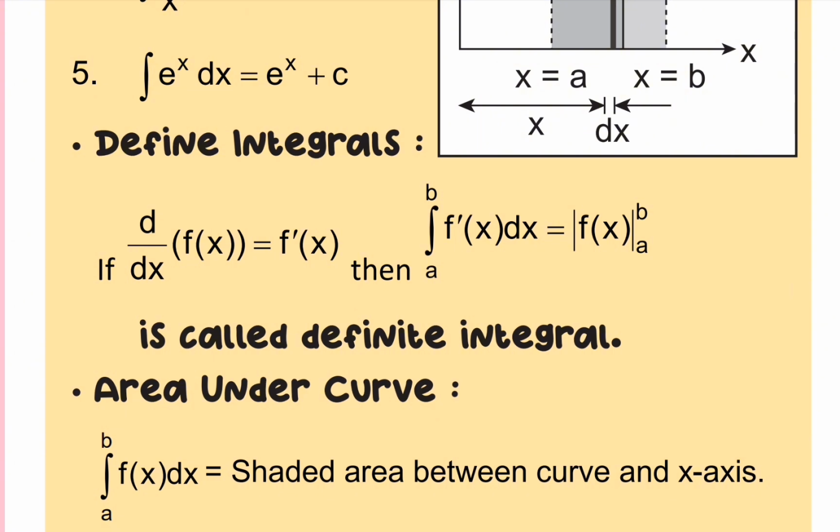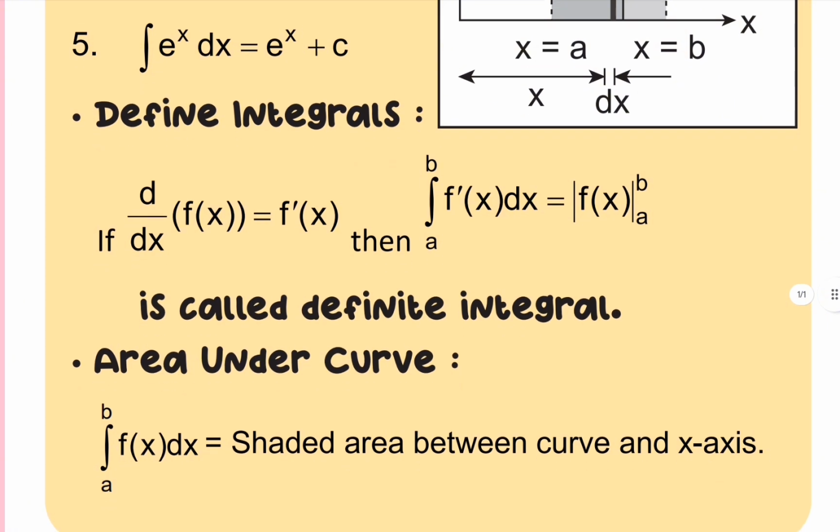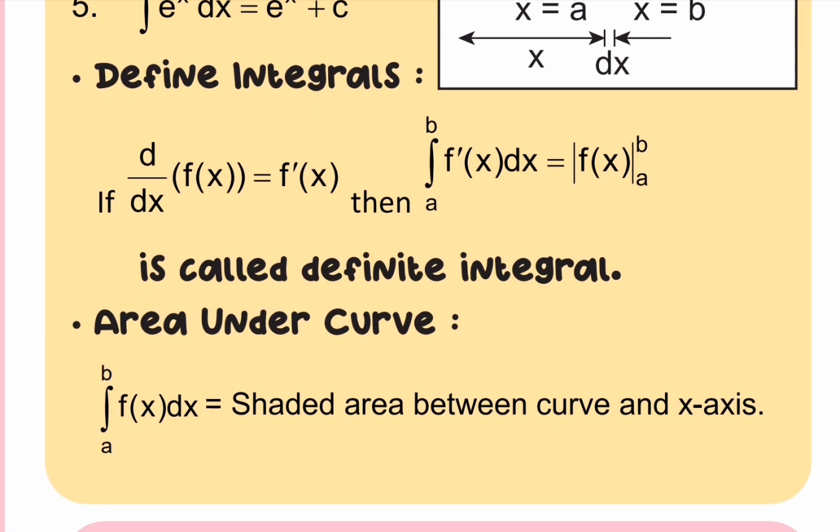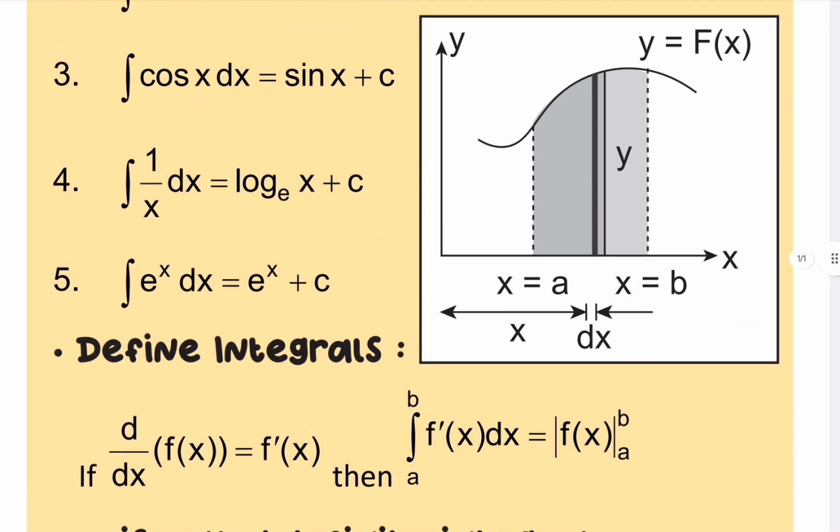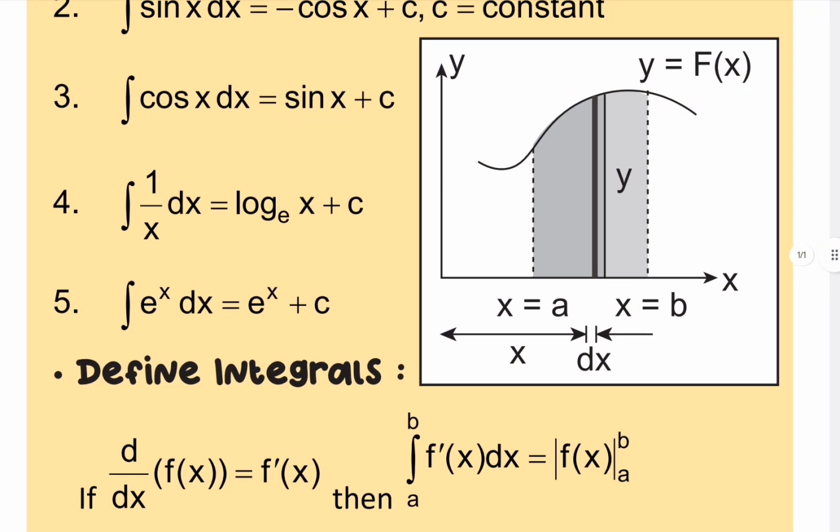And if we have to put a limit on the integral, we will get a definite integral, or else it will be an indefinite integral. And the area under the curve, the shaded area between the curve and the x-axis, is the integral with limits a to b of f of x dx. We can observe the figure here.